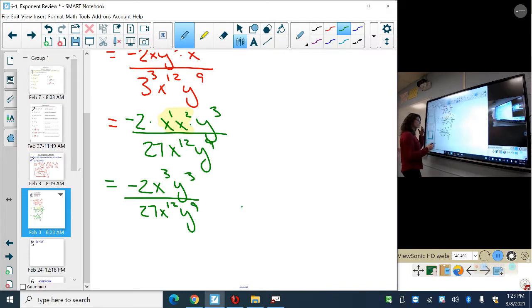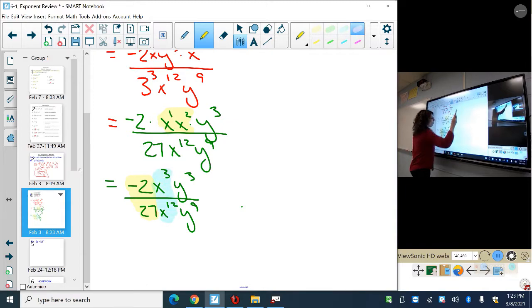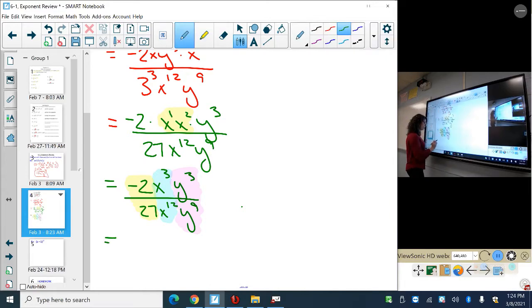Okay, I'm not done. I have 3 individual problems here. I have the number problem, then I have the x problem, and then I have the y problem. Now, there's multiple ways you can go about this, okay? What I need you to understand is that negative 2 over 27 does not reduce. So immediately I have a fraction. The negative 2 stays on top and the 27 stays on the bottom.